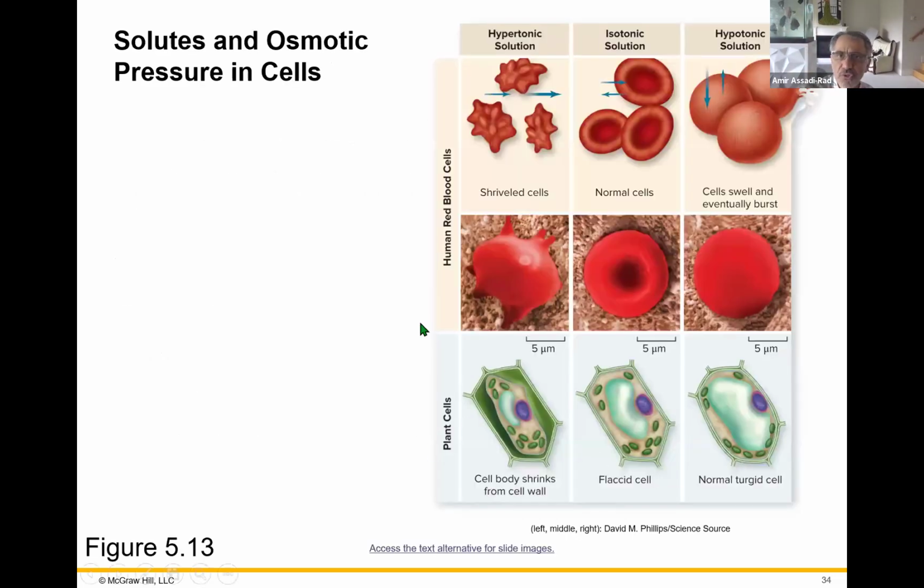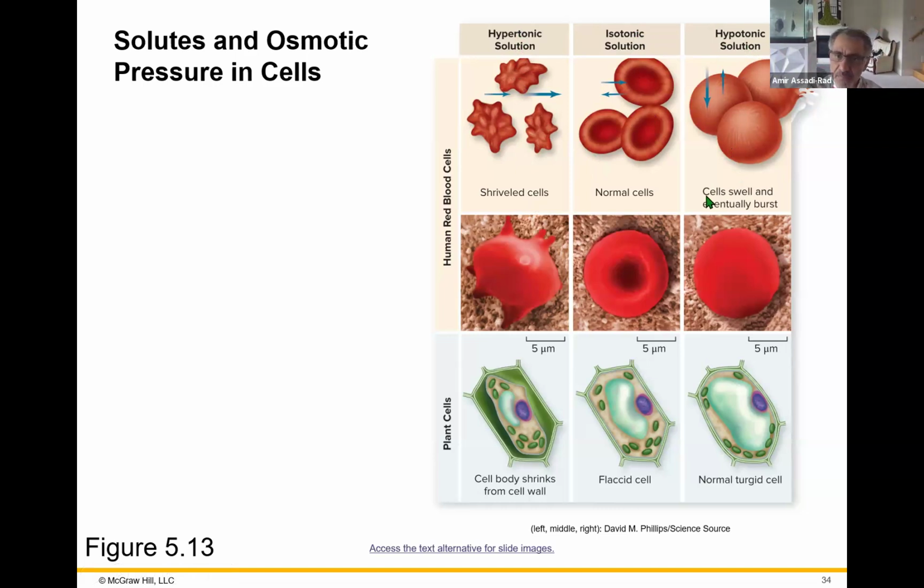Okay, here they're showing you a few scenarios. For example, you put human red blood cells in a hypertonic, in a salt solution. What would happen? The cells shrink. You put human cells in a normal solution, same as your body. Nothing happens to the cell. You put human cells in a hypotonic solution, the cell becomes enlarged, burst, and die.